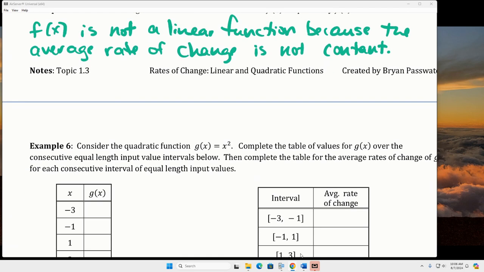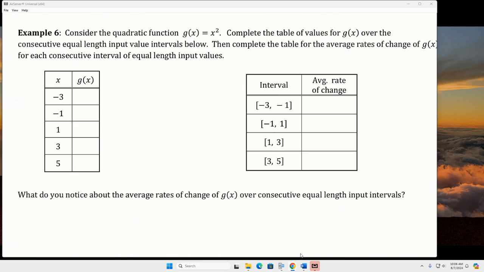So let's talk about how we can use average rates of change with quadratic functions. And so on example 6, we're going to consider the quadratic function g of x equals x squared. I want you to try to do as much as you can today without a calculator. And so we're going to fill in this table because I know we can square numbers without a calculator. So what is -3 squared? Good. -1 squared? 1, 9, 25. I feel like we can definitely do that faster than we could have just typed in the function in the calculator, so it's wise to not use it on this one.